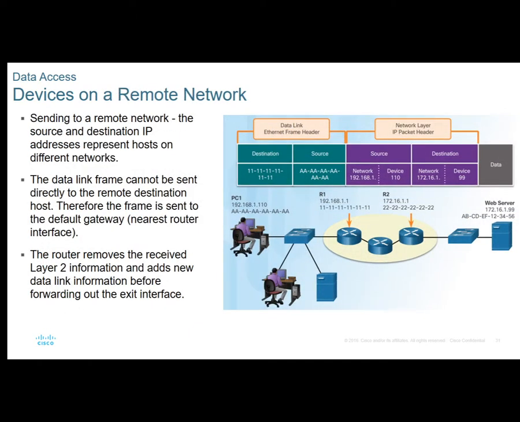So, devices on a remote network. When sending to a remote network, the source and destination IP addresses represent hosts on different networks. The data link frame cannot be sent directly to the destination host. Therefore, the frame is sent to the default gateway, the nearest router. So basically what that's saying is, I don't know how to get it over there, but I bet this router that I send it to knows. At least it knows the next place to send it before it goes to the server.